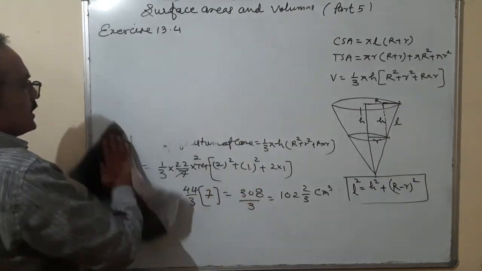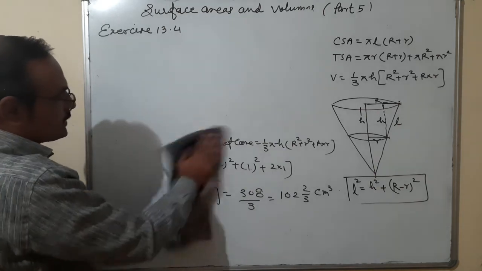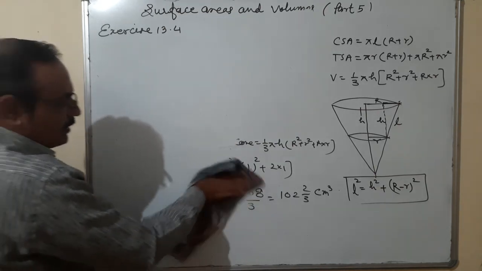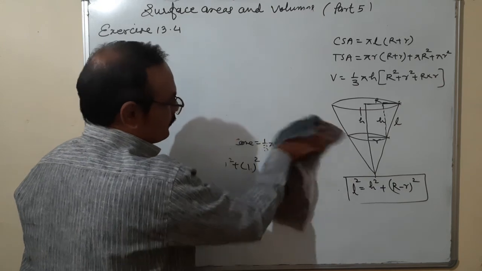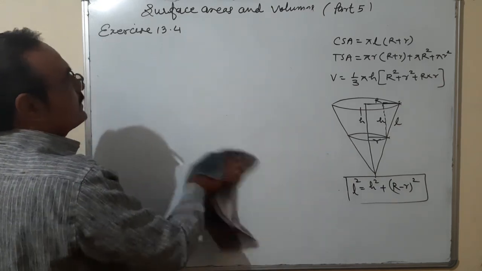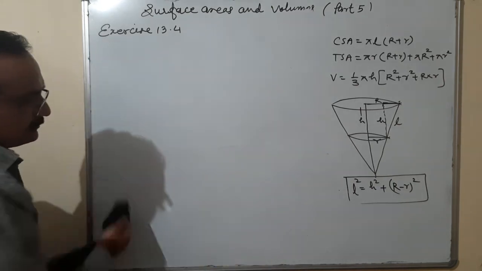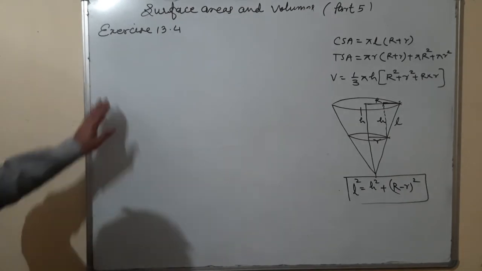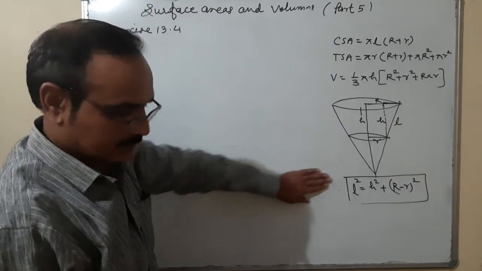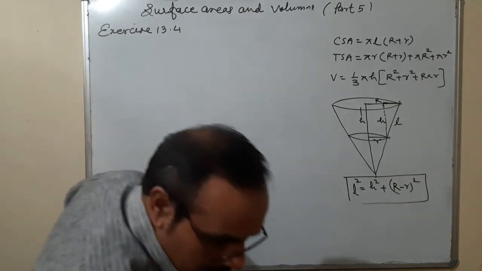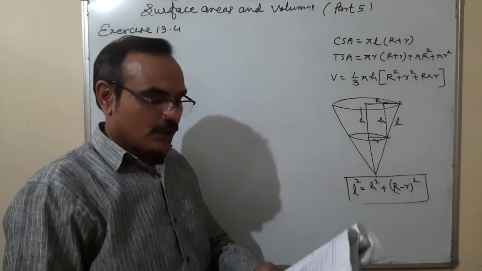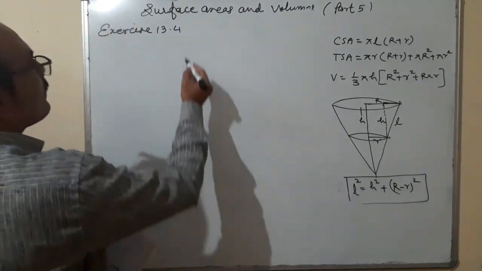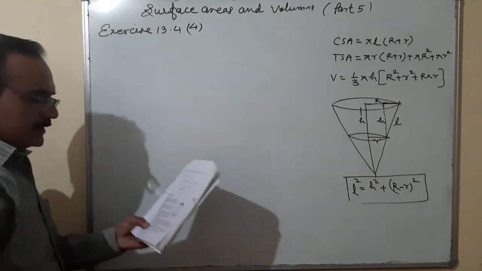In the third question, I think everything they are asking is slant height, sheet area, curved surface area, total surface area, and volume. Right? Question number 4 I am taking. Fourth question, in which everything is here.